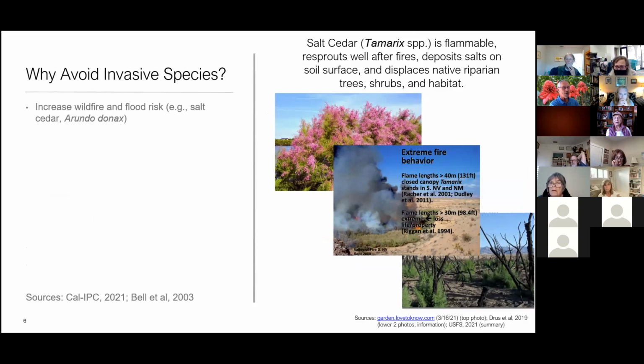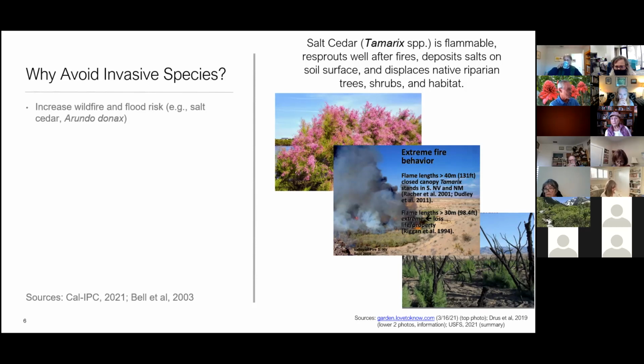You have probably all seen it on roadsides or along riparian areas, meaning stream sides or river sides. It increases fire. It has oil in it, and it just goes up. You see by the middle picture there, it burns incredibly well, and it re-sprouts after fire where a lot of our native riparian species do not. It also leaves salts on the surface of the soil that make it hard for our native species to re-sprout.